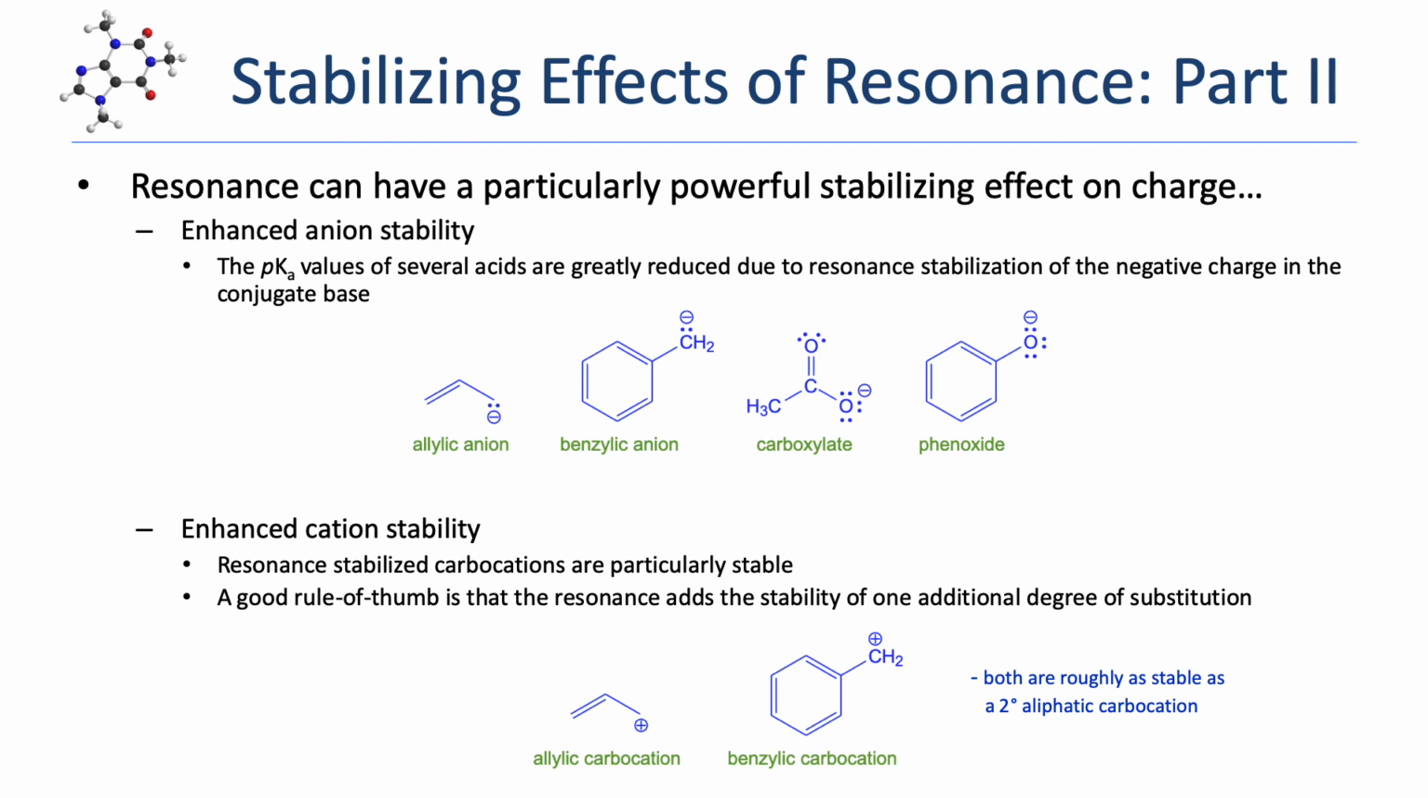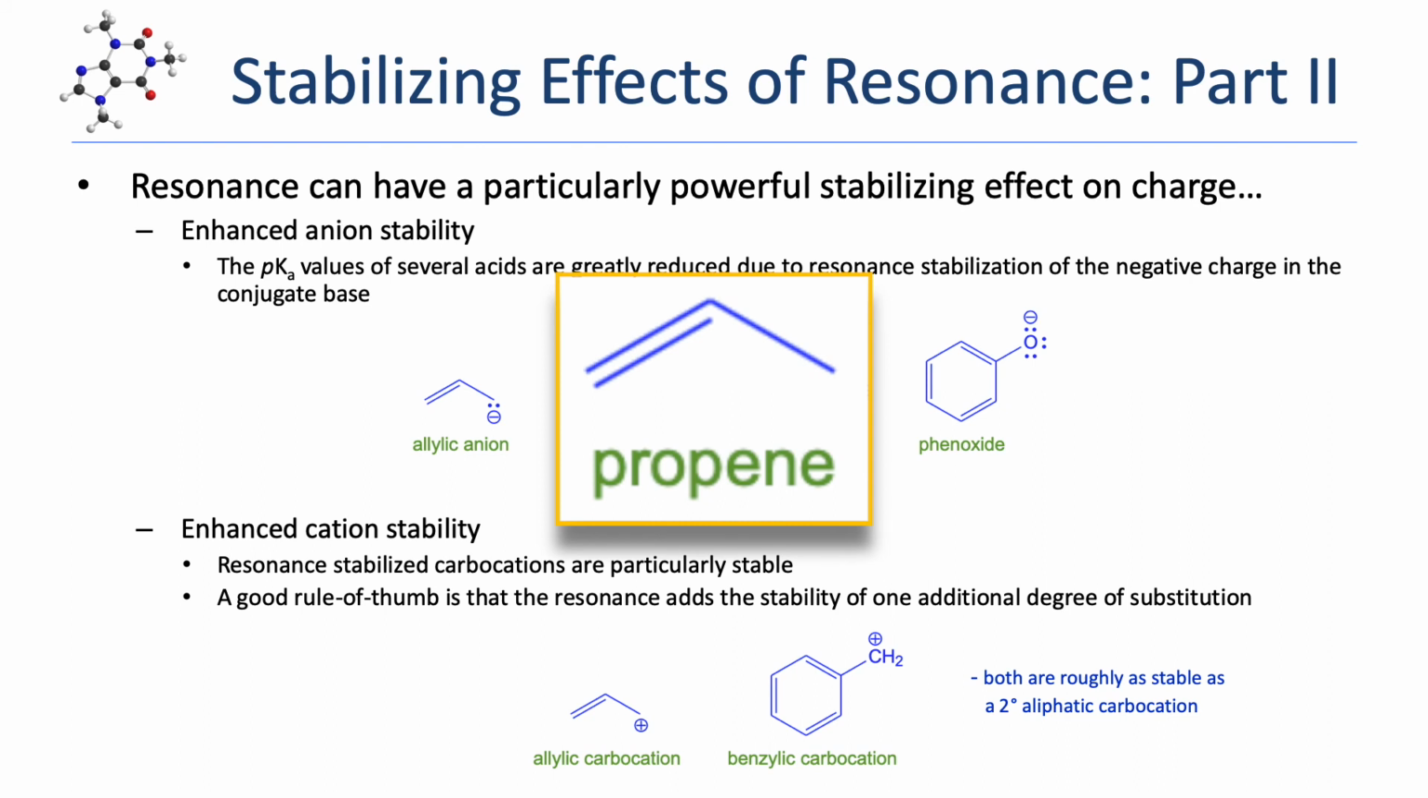So if we look at the allylic anion, it is the conjugate base of propene. And because the allylic anion stabilizes that negative charge by spreading it out over 2 atoms, the allylic anion is a relatively stable conjugate base compared to a similar system that lacks that resonance, something like propane. And that means that the allylic hydrogens of propene are considerably more acidic than any of the hydrogens on propane.